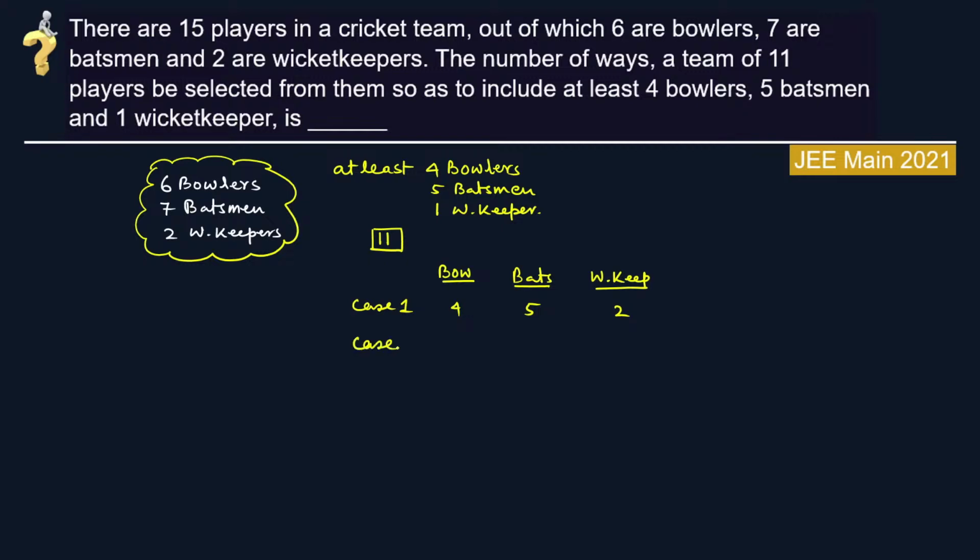Case 2. I have included 5 bowlers, 5 batsmen and 1 wicket keeper. So total is 11. Case 3. 4 bowlers are there, but we have taken 6 batsmen and 1 wicket keeper. Now, other than this, do you think that any other team can be formed with at least 4 bowlers, 5 batsmen and 1 wicket keeper? No. So these are the 3 cases possible to form the team under the required restriction.